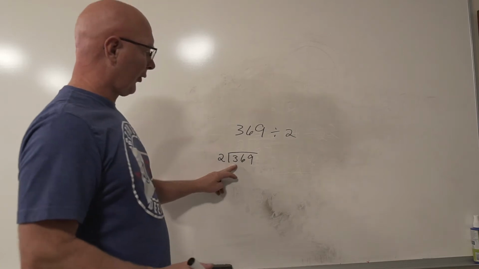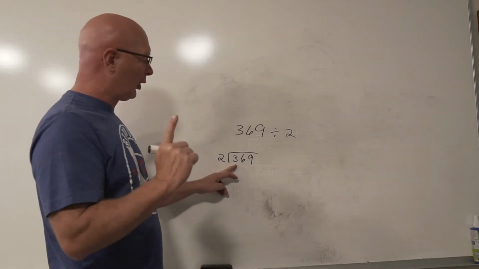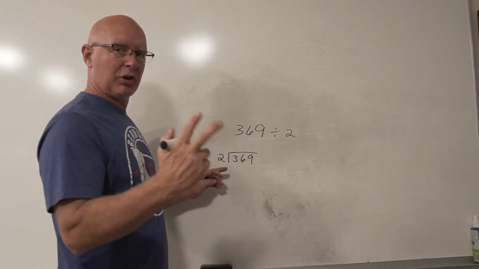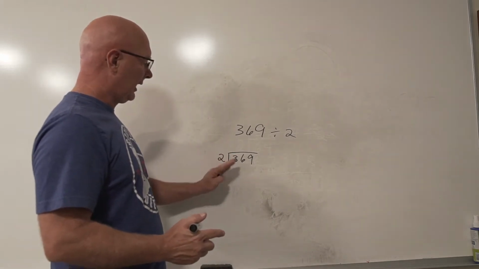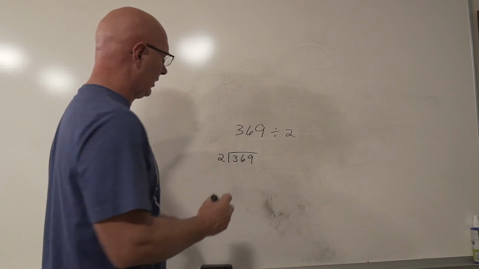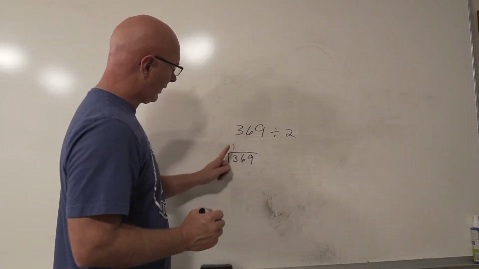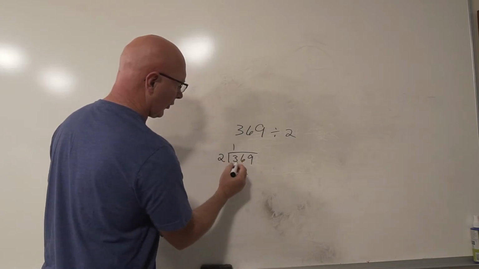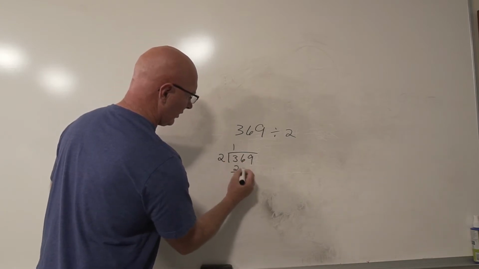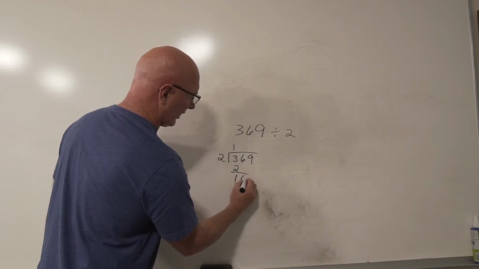2 will go into 3 how many times? Well, only one 2 will fit into 3, because if I have two 2's, it's 4. It's bigger than 3. So I can't multiply anything but 1 here to get 2. So I'm going to say 2 times 1 is 2. So we're going to write the 2. We're going to subtract it. 3 minus 2 is 1. And then we're going to bring the 6 down.